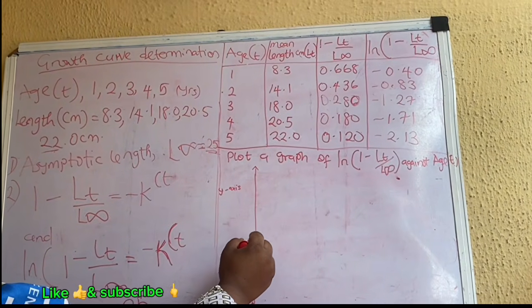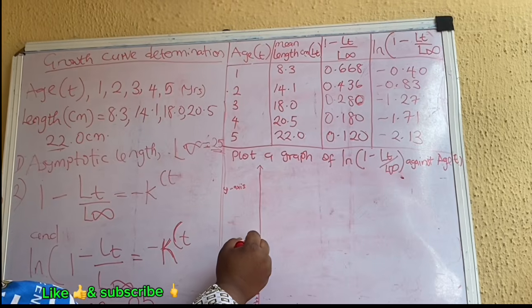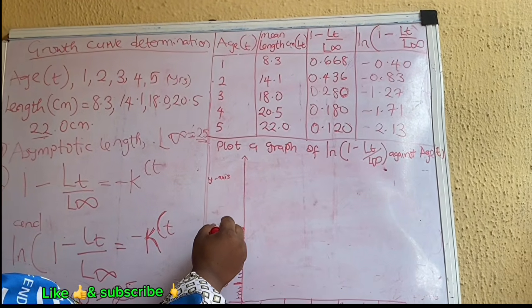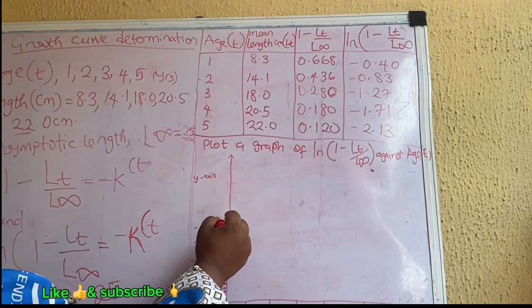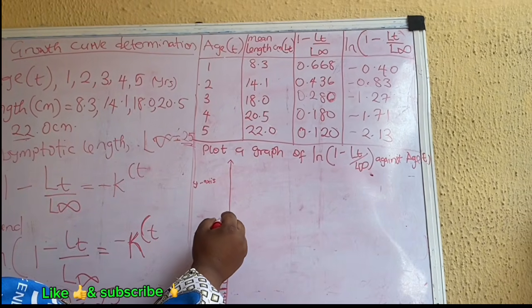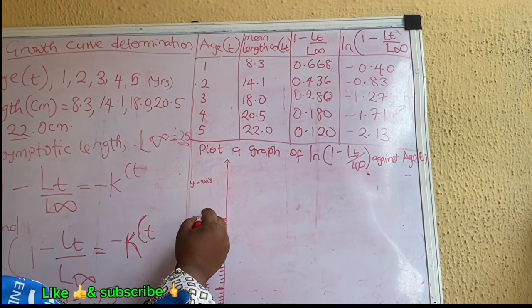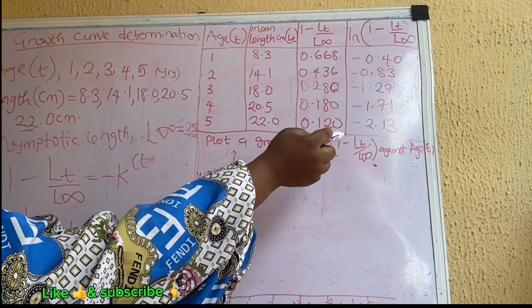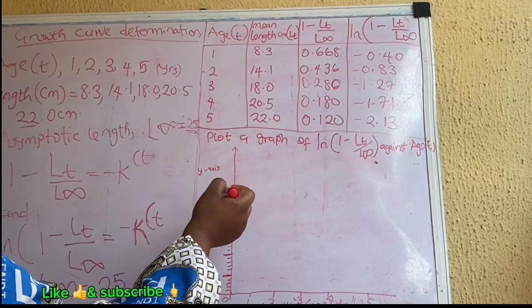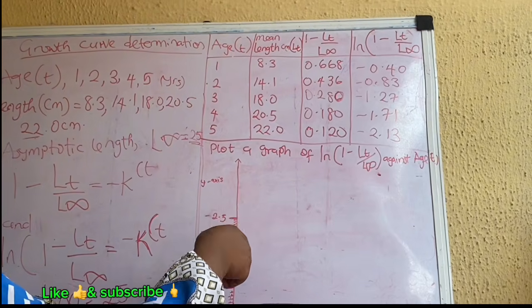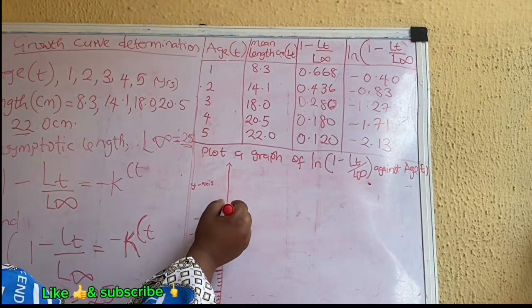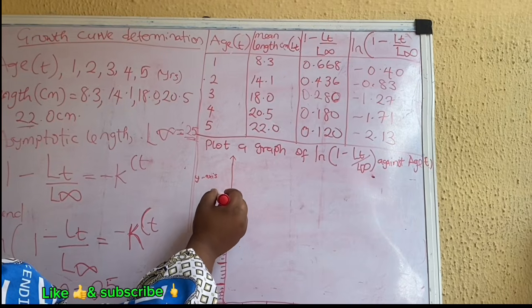1, 2, 3, 4, 5 minus 2.0. 1, 2, 3, 4, 5 minus 2.5. Look at the in factor. You see that you have 2.13, right? That's 2.1. So basically you can still continue. It depends on the length you have.